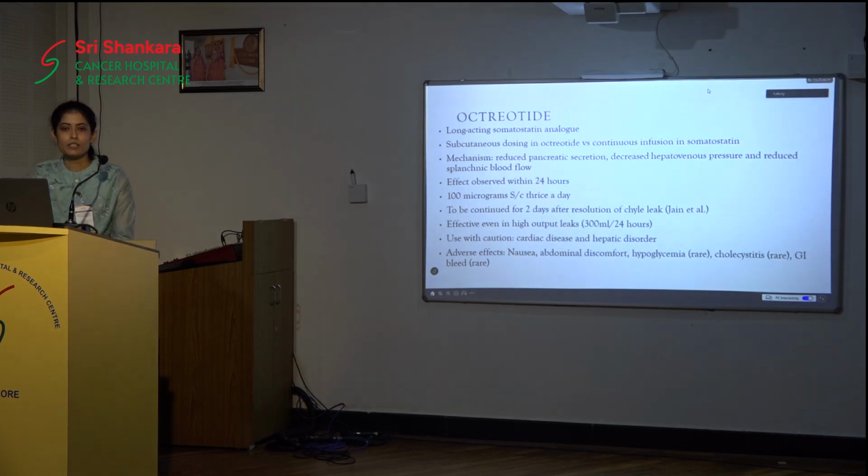So, octreotide has basically revolutionized the management of postoperative chylous fistula. It is a long-acting analog of somatostatin. So, unlike somatostatin, which requires a prolonged infusion, octreotide can be given 8-hourly using subcutaneous dosing. The mechanism by which octreotide helps in the chyle leak is that it reduces pancreatic secretion and decreases the splanchnic blood flow. It needs to be used with caution in patients who have underlying cardiac disease or hepatic disorder.